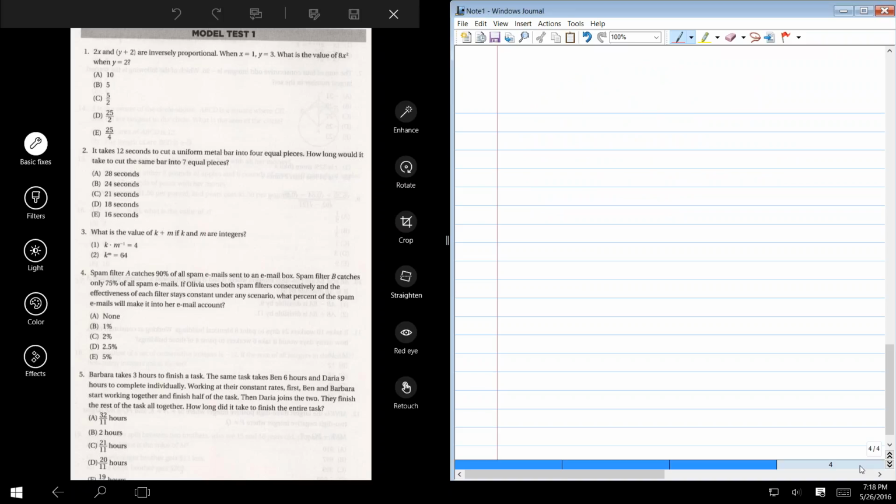Wow, 5 is one of those that took me a while to figure out, and finally, after thinking about it for 20 minutes, I realized what I had to do to solve it. This is a traditional work problem. It's a work rate problem.